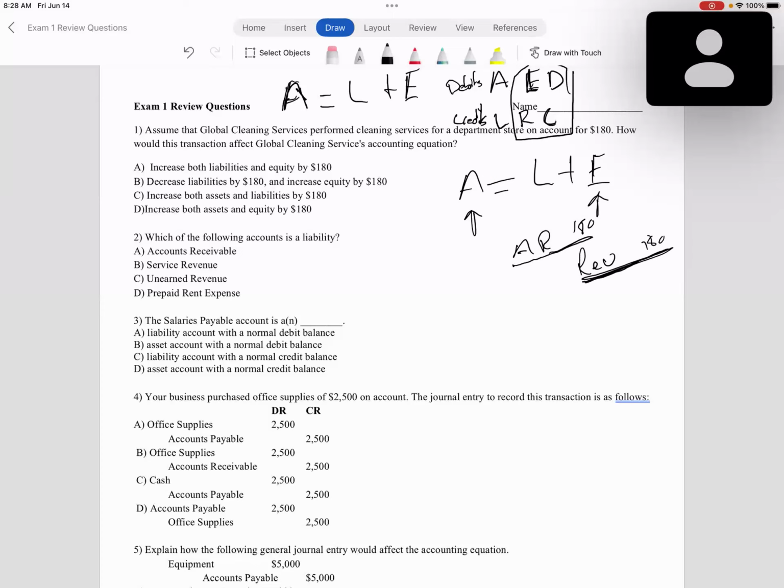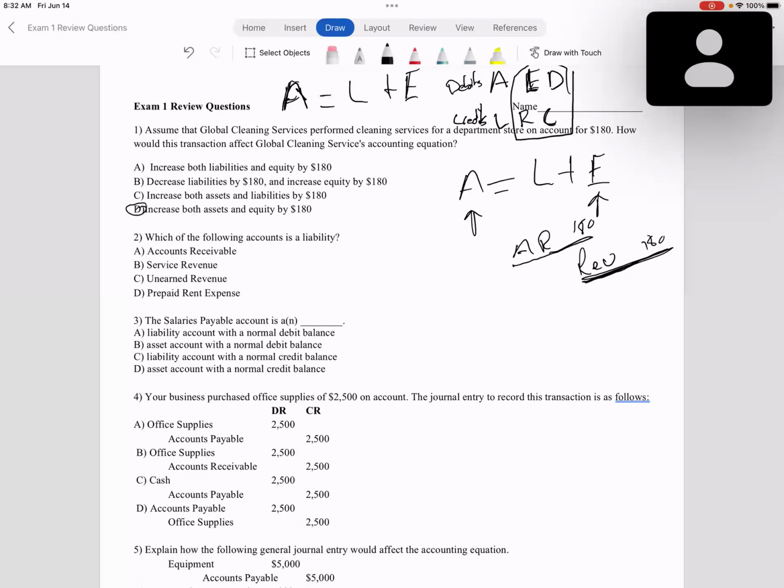Now you notice, I didn't read through the answers first. I don't like to do that. I think you can get confused by that. Instead, go through and look now that we have it and see: increase both assets and liabilities, no. We don't owe them anything. Increase both assets and equity by 180. So the correct answer is D. Okay, let's move on to the next one.